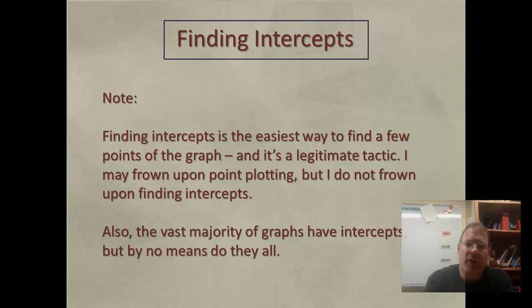Also, the vast majority of graphs have intercepts, but by no means do they all. In other words, in the last section we had a parabola and it never actually went through the x-axis. So sometimes there are no zeros for x. But anyways, that's all there is to finding your x and y intercepts. So that's it.